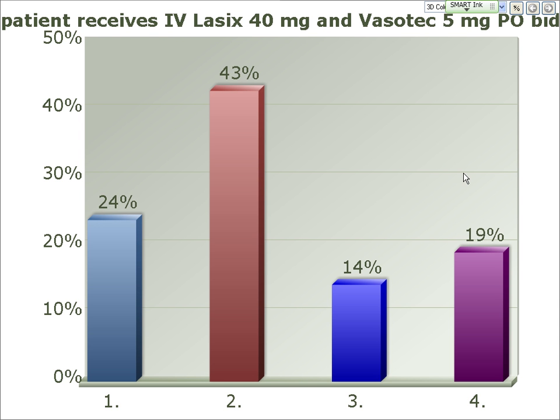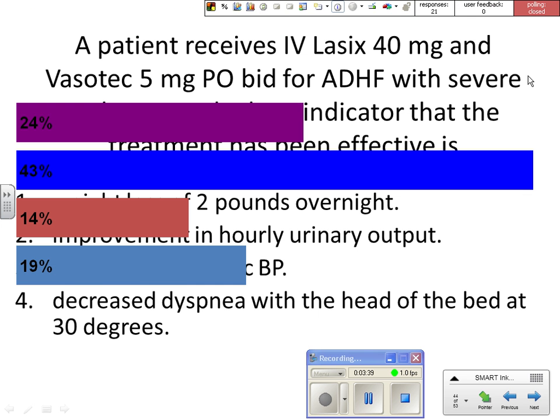Love it when this happens. 24% weight loss, 43% hourly output, 14% systolic BP, 19% in decreased dyspnea.